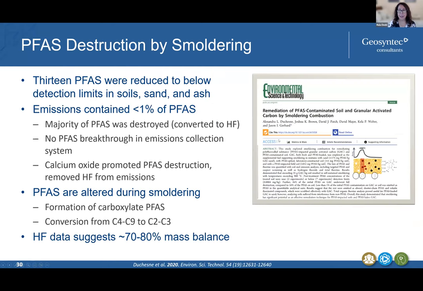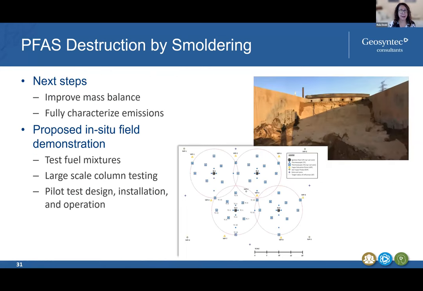So there are some publications on this technology out there. This is just one example. Really promising results showcasing that the majority of PFAS for the pilot scale systems was converted to hydrogen fluoride. So complete mineralization, no PFAS breakthrough in the emissions collection system. They looked at the progression of PFAS destruction over time, and the conversion of PFAS from long-chain PFAS to shorter-chain PFAS, and work is continuing to close that mass balance.